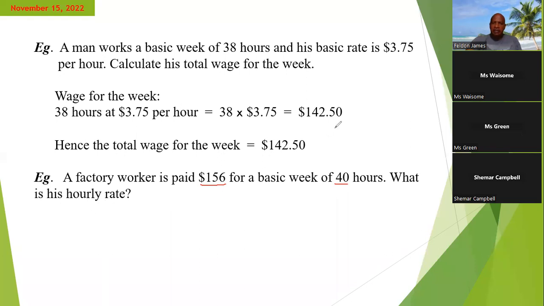Then simply you just divide how much he worked for the entire week by the number of hours that he did. All right, so clearly then to get this solution, you would divide how much he worked for the week, which is 156, divided by the number of hours for the week, which is 40, and that gives you the hourly rate. That means he would have worked $3.90 per hour. All right, so that's how we could go about calculating that.